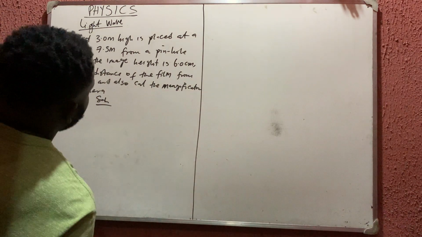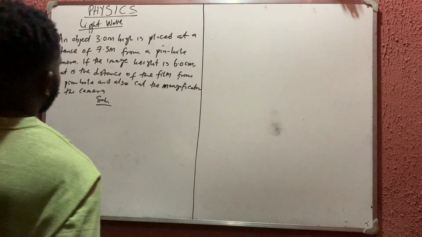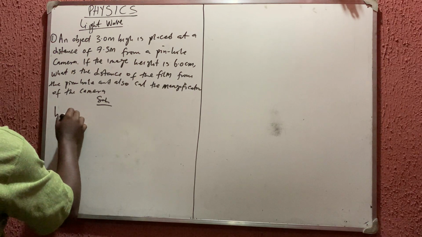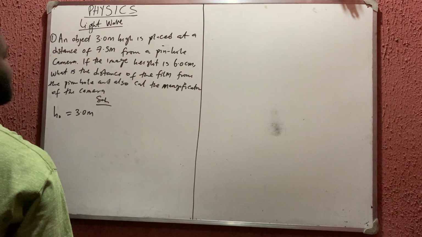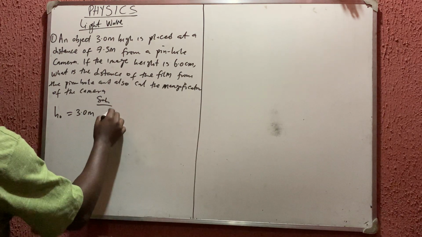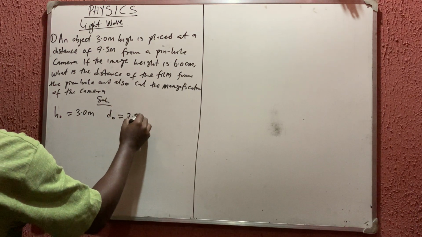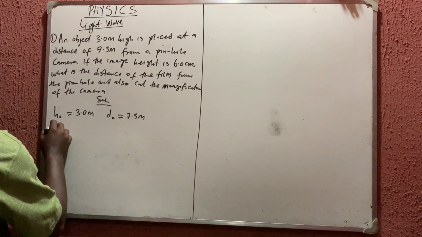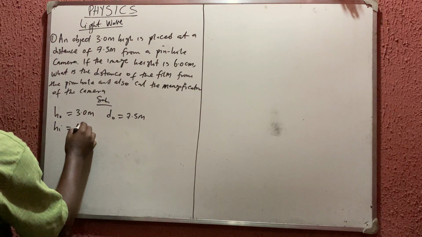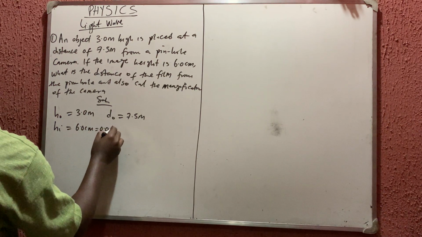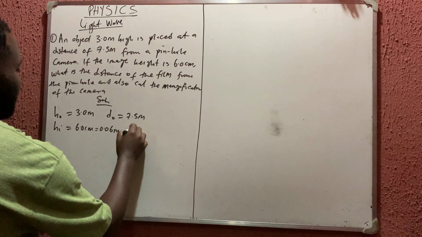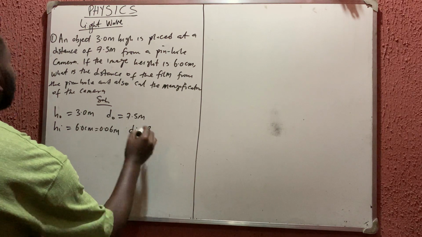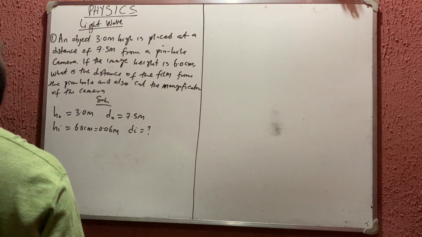Okay, now solution. This is very, very simple. Now let us use our parameters. We are given an object of this height. So the height of the object is 3.0 meter, placed at a distance of 7.5 meter from a pinhole camera. The height of the image is 6.0 cm, which is 0.06 meter, divided by 100. And then finally they're asking me the image distance. The image distance is unknown. And then we need to calculate the magnification.